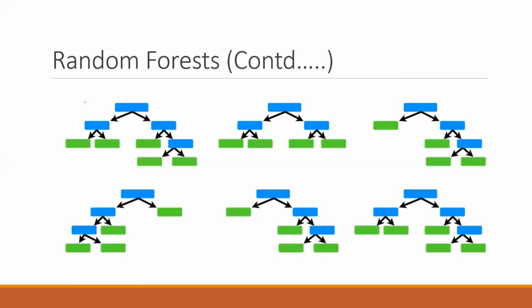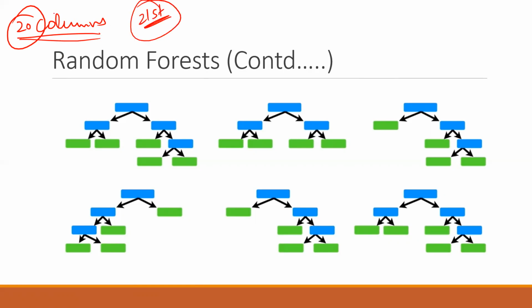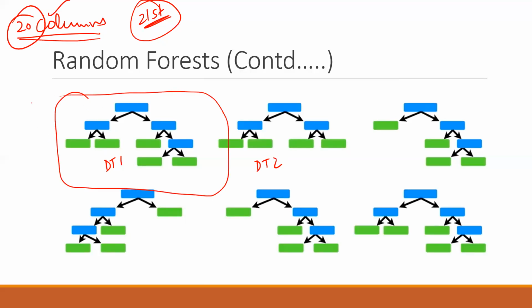The basic idea is this. Let's say you have 20 columns, so 20 features, and the 21st is my target value, but these 20 will be used. Now I want to take some of the data set, not the whole of it. So we will make multiple decision trees. This will be my decision tree 1, this will be my decision tree 2, and each will be made by taking a sample out of the original data set.